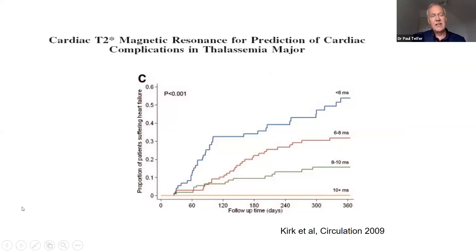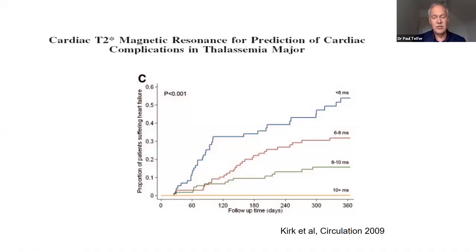And this has been validated in a number of ways. There's a study, which I'm not showing in this talk, where post-mortem hearts have been scanned to confirm the calibration, where the heart muscle has been analyzed by chemical methods for iron concentration and then compared with the MRI methodology. But it's also been validated in terms of clinical outcomes.